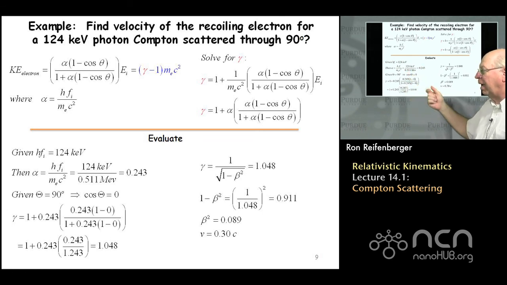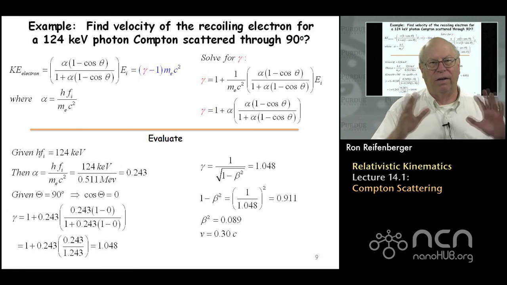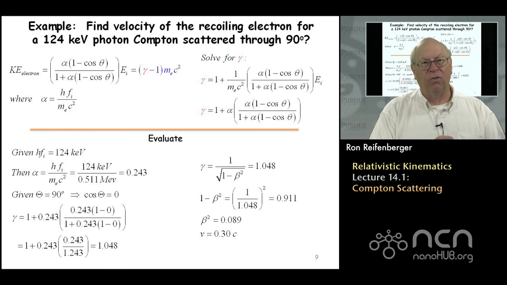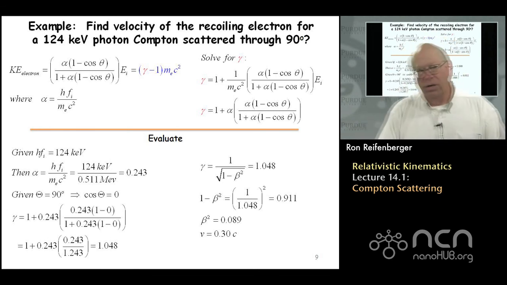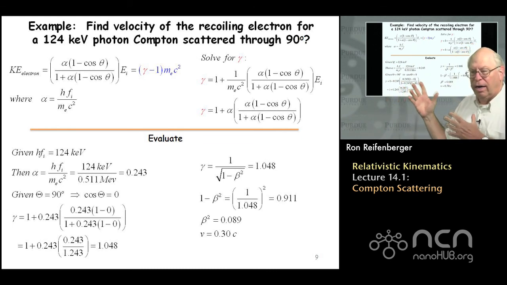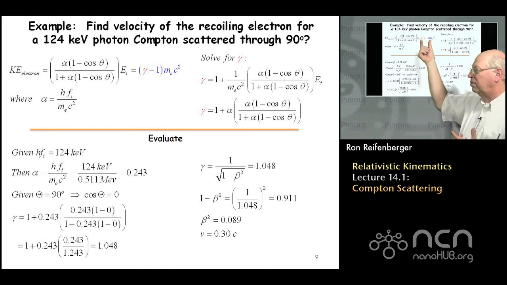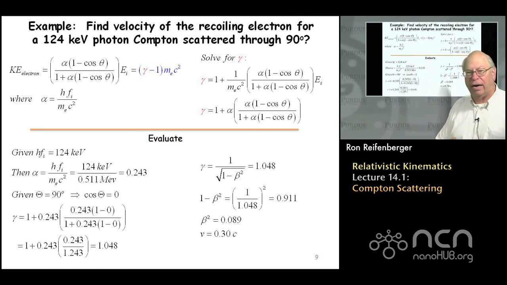It's not too complicated. But at the end of the day, I find out that this electron is going to acquire a velocity of about 0.3 times the speed of light after it interacts with this photon, and after the photon is scattered through 90 degrees. So again, it's just an example, and what it's designed to do is convince you that you've got to use the relativistic expressions for kinetic energy when you discuss Compton scattering.